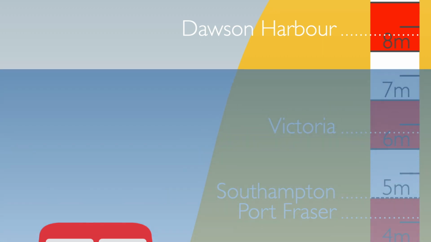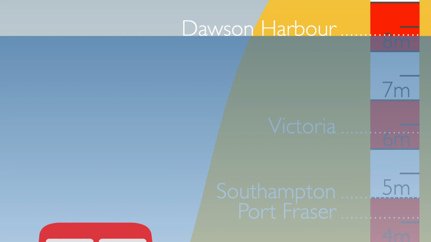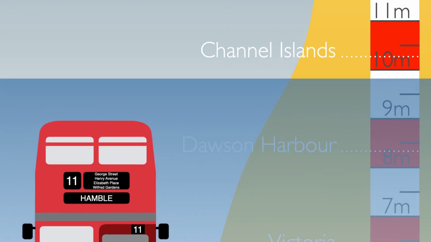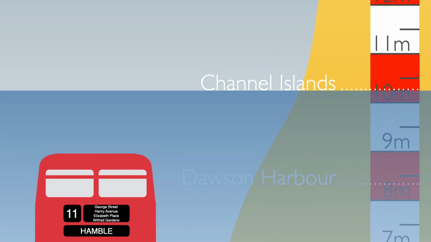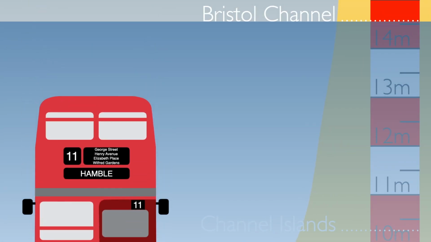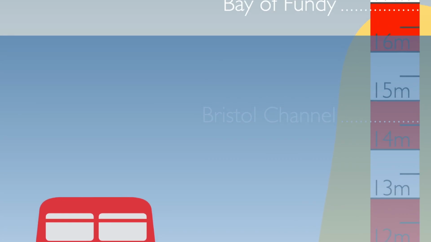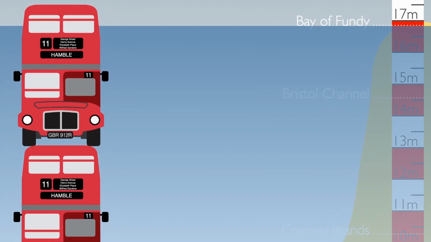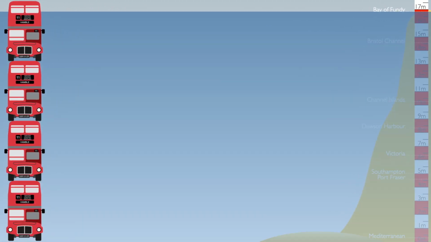Victoria and Dawson Harbour, 2 more fictitious RYA ports, have tidal ranges of 6.3 and 8.4 metres, nearly 2 double-decker buses. Places such as the Channel Islands, Guernsey, Jersey and Alderney regularly experience ranges of 10 plus metres. But the second biggest tidal range in the world is the Bristol Channel, with the water regularly rising and falling by more than 3 double-decker buses, leaving the champion of tides with a range often touching 4 double-decker buses or nearly 17 metres: the Bay of Fundy, Nova Scotia in Canada.